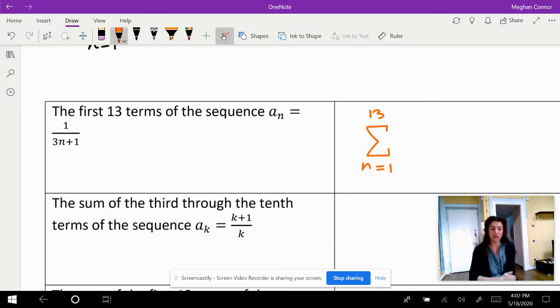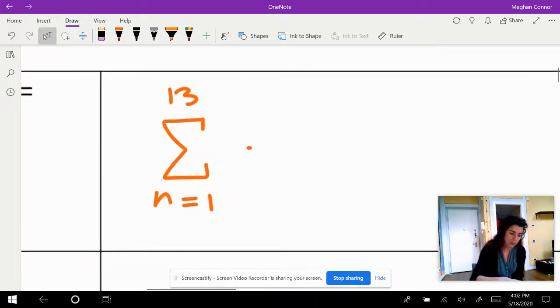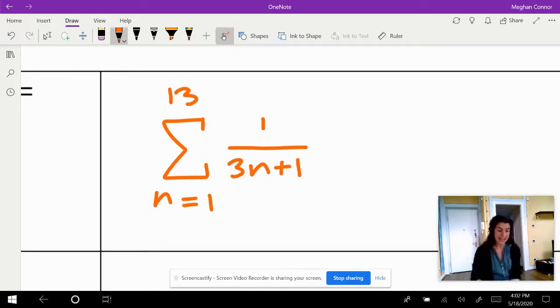We don't typically write n equals 13 up top. We just write 13 up top. And then all you have to write next is the definition of the sequence. So 1 over 3n plus 1. And that's all you do.